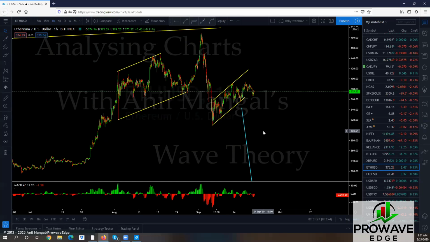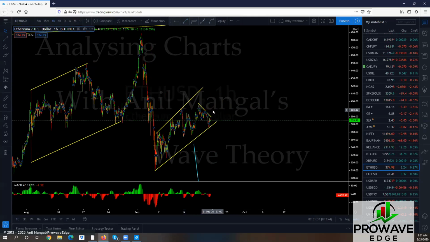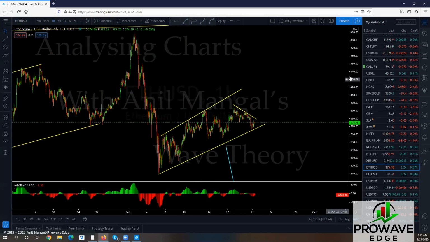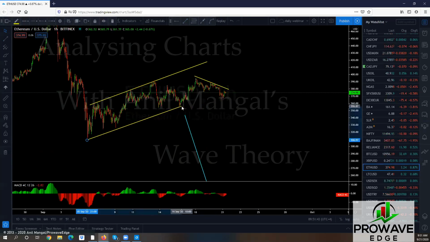ETH, this looks very similar. You're getting another corrective structure here, see? If you take it like this, one, two, three, four, five. This is a bigger correction. Look for the buy setup if they break out. If it breaks out, then we go with the buy. Put an entry order for it, they break out, right?